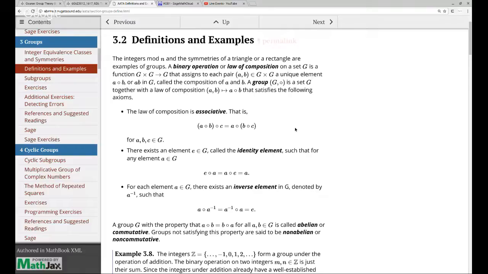Next condition is the existence of a special element called the identity. The property that this special element is asked to have is that when you take the product of it with any other element A, on either side, it just gives you back the same element A. Okay? So it doesn't change the other element.